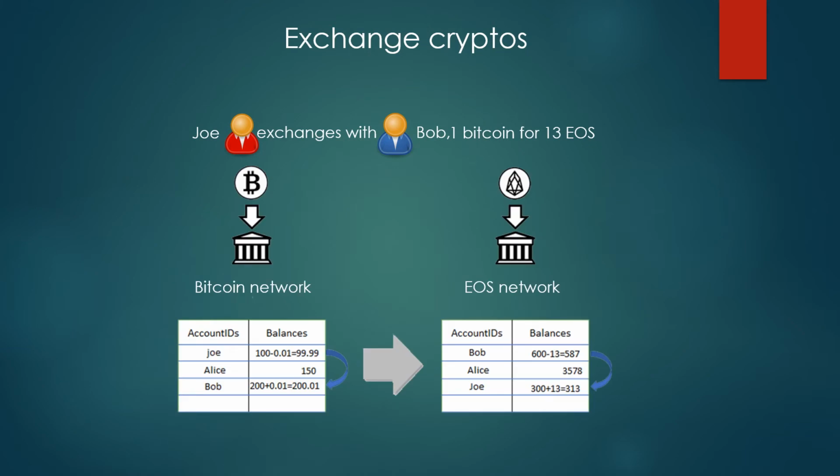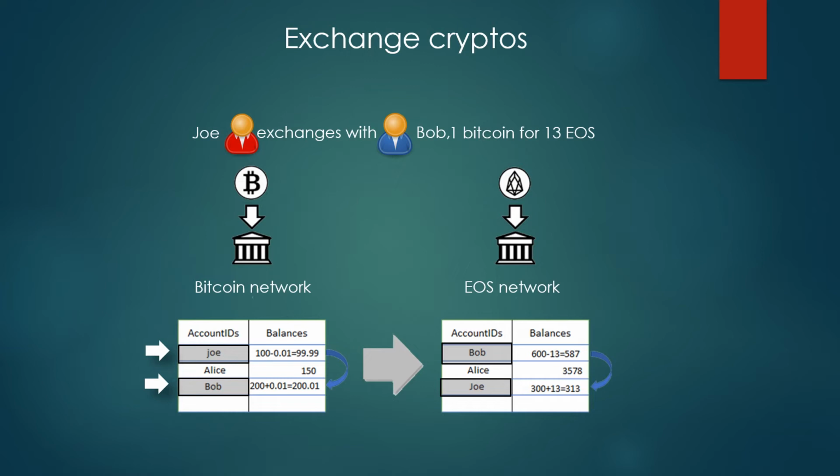So we have these two blockchain networks. On the left, we have the Bitcoin network, and on the right, we have the EOS network, each represented with their own ledger, which is displayed at the bottom. So Joe has some tokens, some value in his account, and Joe simply transferred to Bob the 1 Bitcoin. And now in turn, Bob will transfer to Joe 13 EOS in that case.